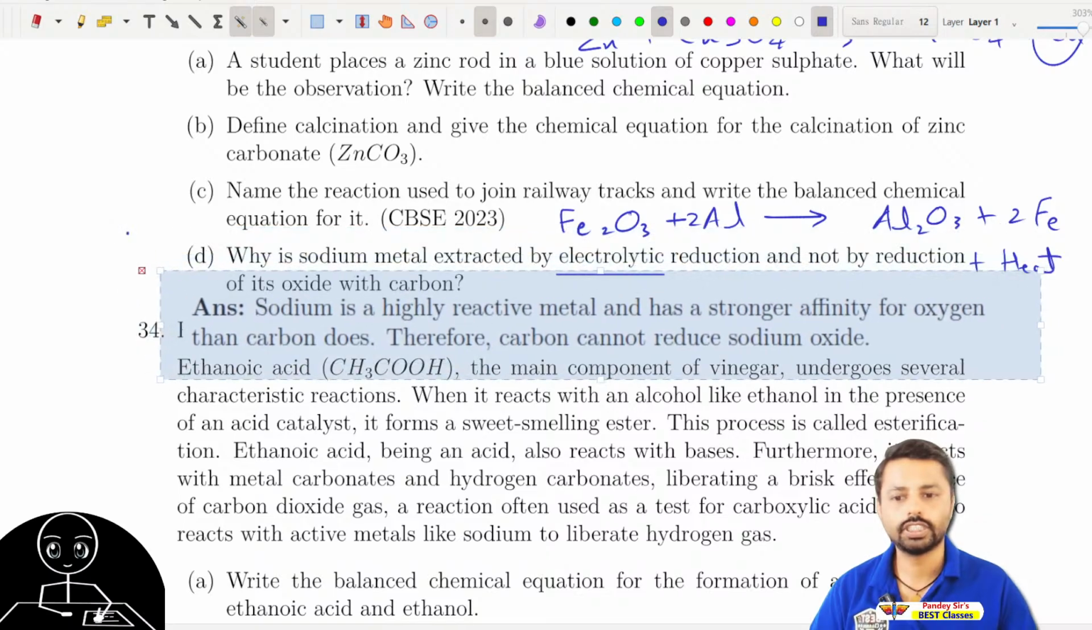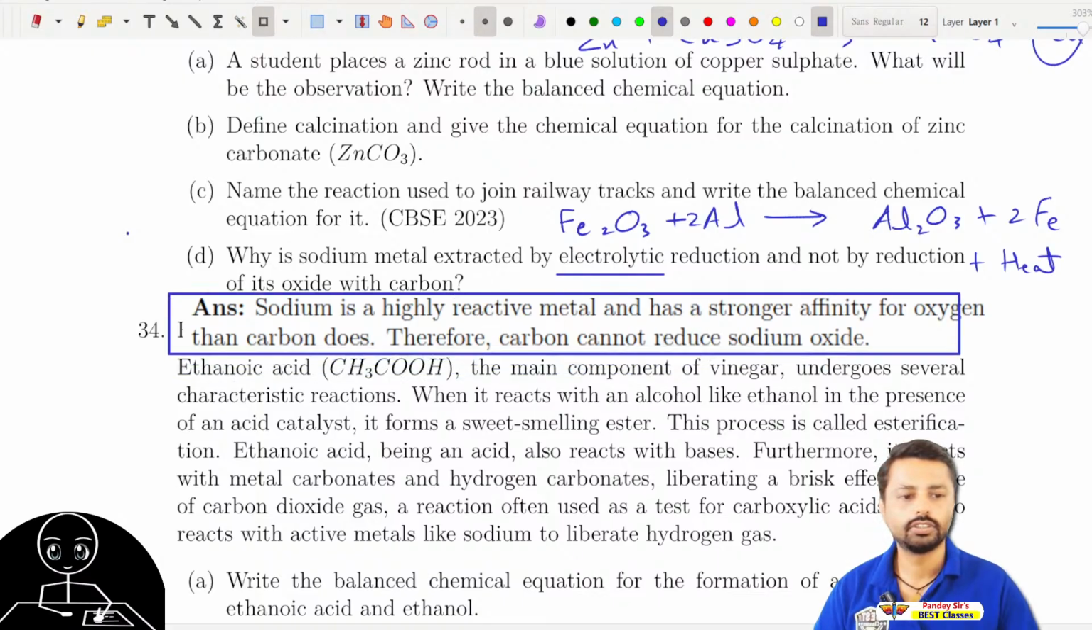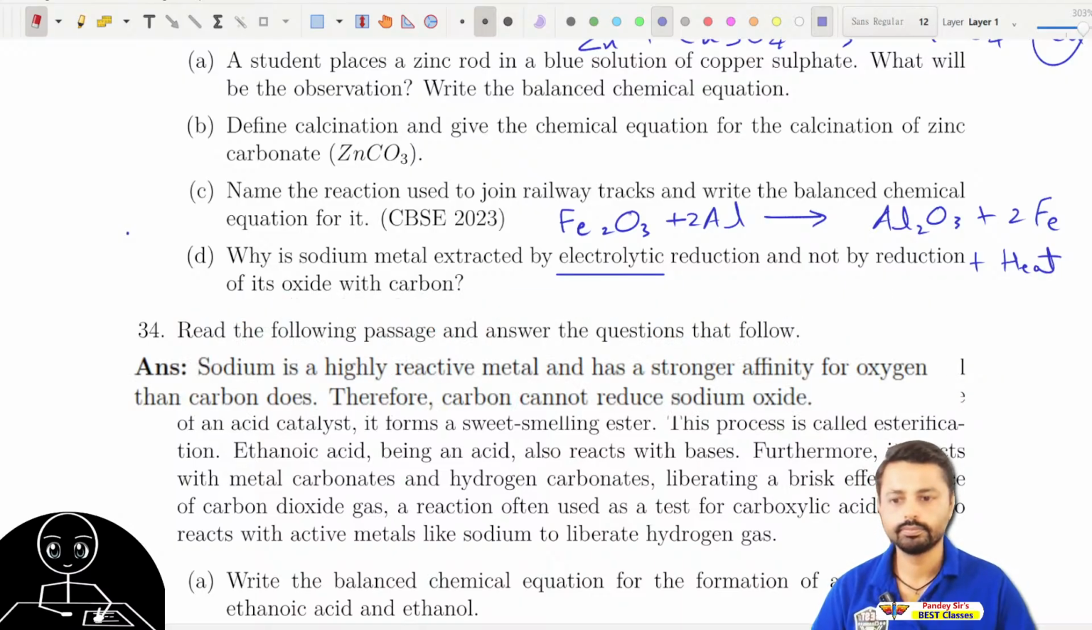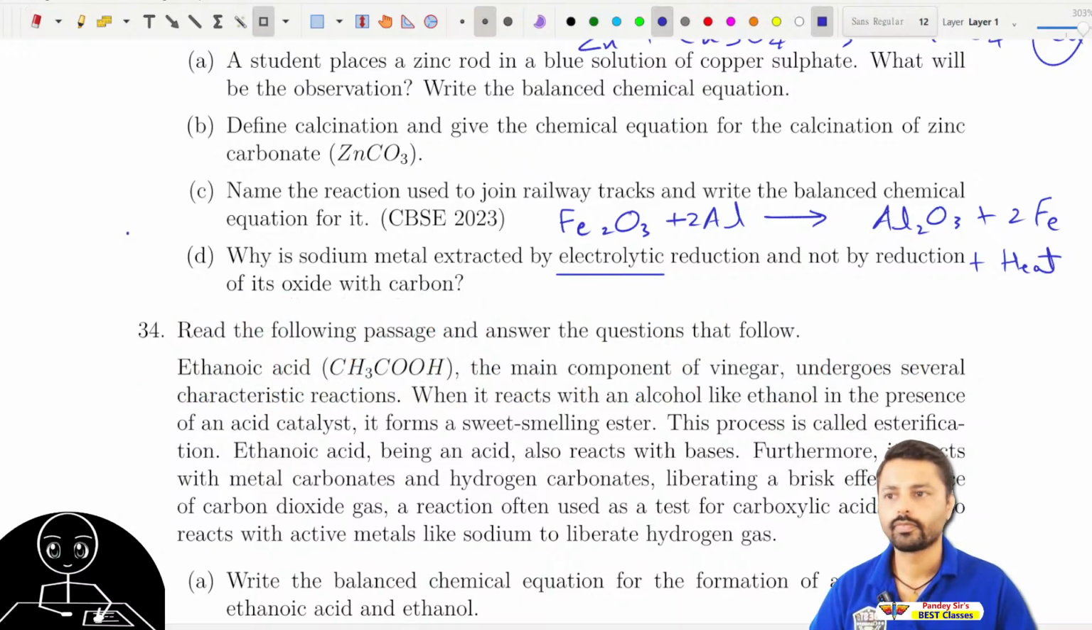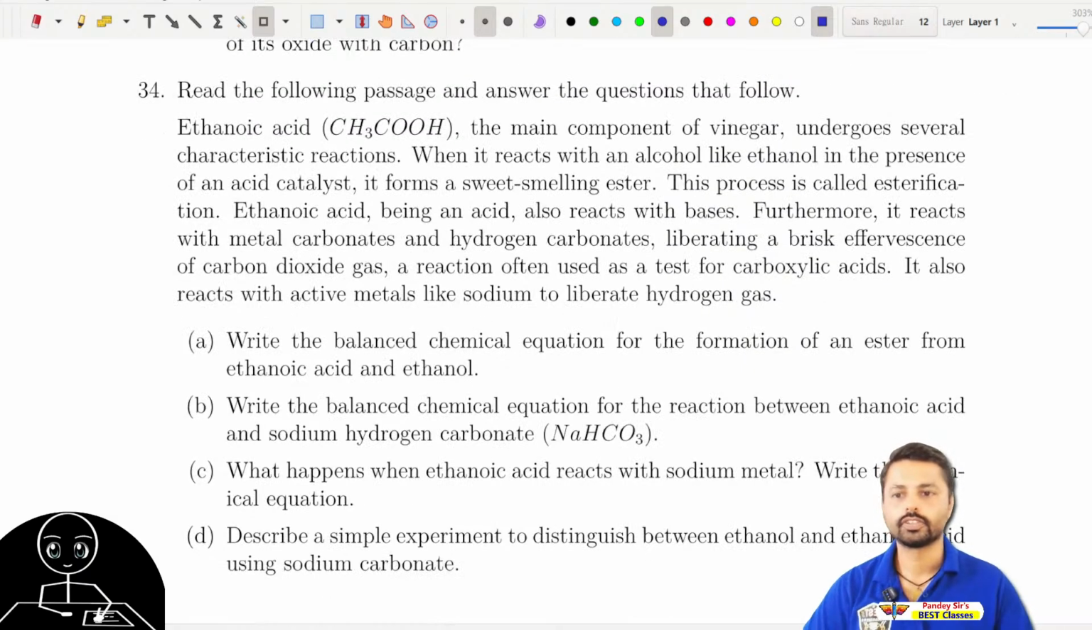Here is the answer. I'll make a box so that you will understand. Here, this is the answer. Okay, and I'm going to erase everything so that we can carry on with the next question. Now carry on with the next question.